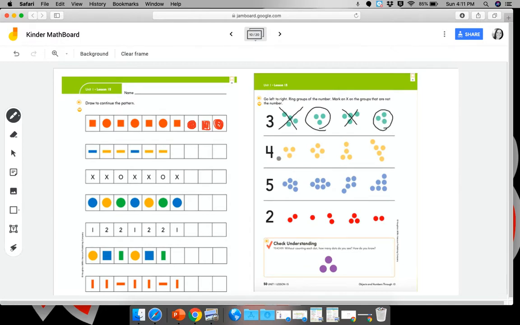All right, friends, you're going to do the rest all by yourself. But before we go on, let's read the rest of those numbers together. Tell me what this number is. 4. What's the next number? 5. What's the last number? 2. Perfect. Circle the groups that match the number. Cross off the groups that don't. When you are all finished, make sure you have your name at the top. Great job today, friends.